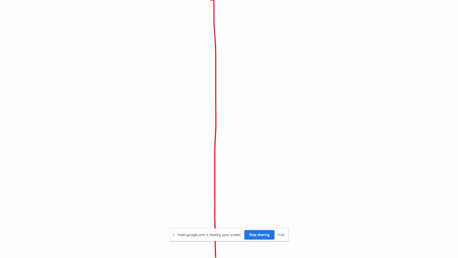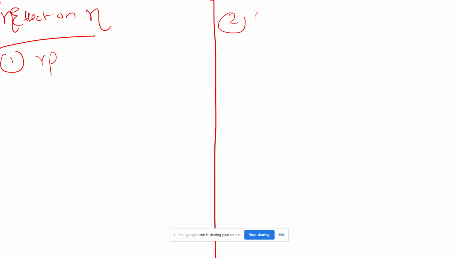Now, what will happen to the efficiency? Effect on efficiency if we change the pressure ratio, and in the second case if we change the gamma. So if you tell me what will be the effect of changing the pressure ratio on the efficiency of the Brayton cycle? Increasing the pressure ratio increases the efficiency.